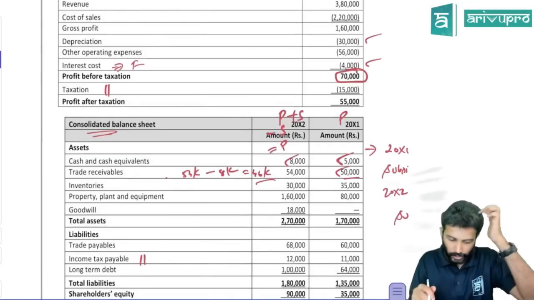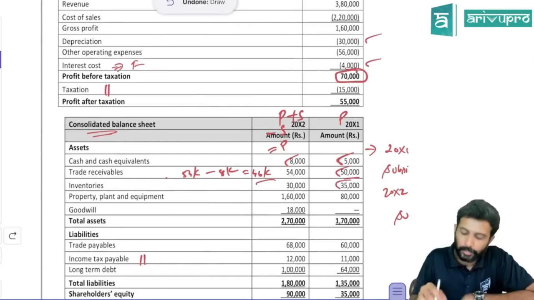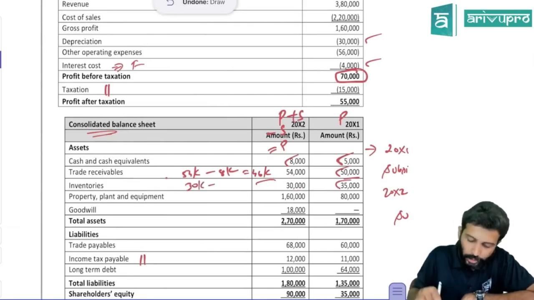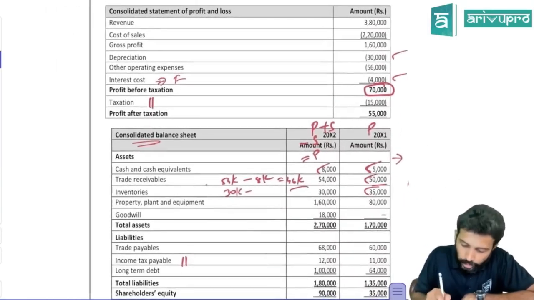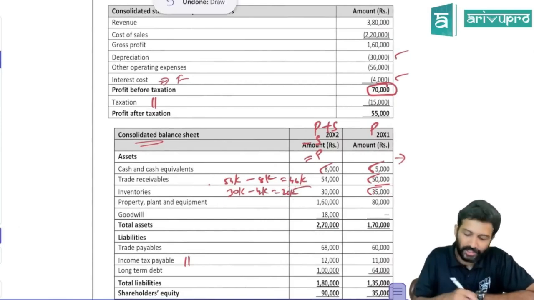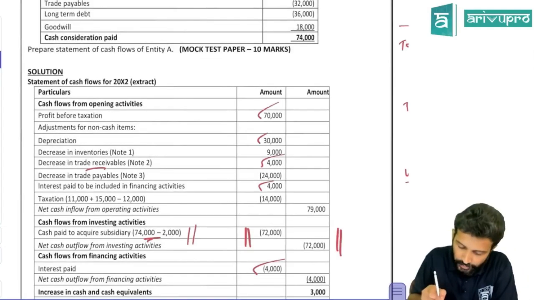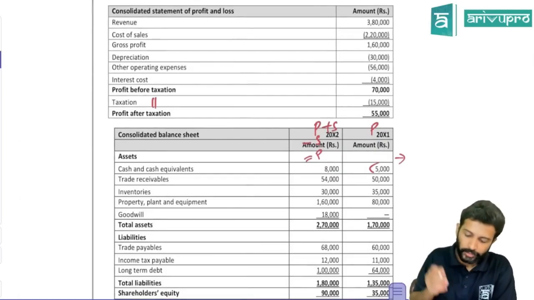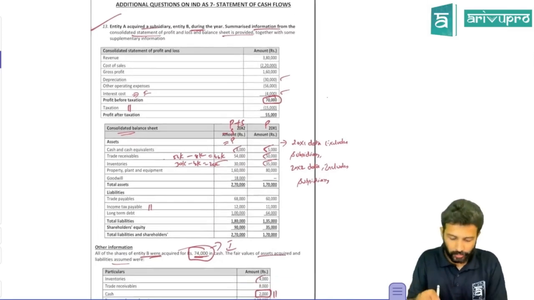Same thing we'll have to do for the other assets as well. Opening balance is 35. Closing balance is 30. But the closing balance includes the subsidiary's data. So reduce the subsidiary's. How much is the subsidiary's inventory? 4,000 is given here, so reduce 4,000. That means this is 26,000. Opening was 35, closing is 26, so it has reduced by 9,000. Decrease in inventory means plus 9,000. Have they added it? Yes.